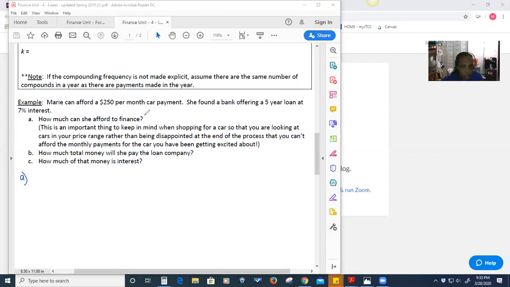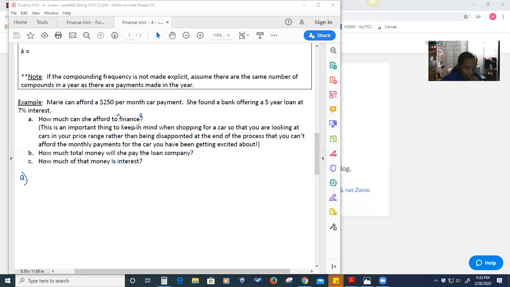Okay, so that word finance, all that means, guys, is you're borrowing money and paying it back with regular payments. Most people can't afford to pay the big amount to buy the car in the first place, so we finance our purchase. We borrow the money and pay it back in regular payments. So that's all that means. So how much can she afford to finance is basically asking how much can she afford to borrow.